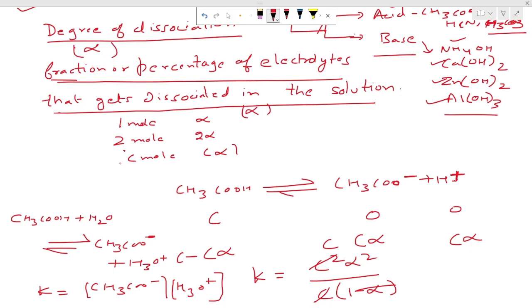So if 1 mole of a compound is there, say 1 mole of acetic acid, you dissolve it in solution, say alpha out of 1 is dissociated. Also, if 2 moles are there, 2 alpha will get dissociated. If C mole is there, then C alpha mole will get dissociated. So C alpha mole will get dissociated if C moles of acetic acid get dissolved in the solution.